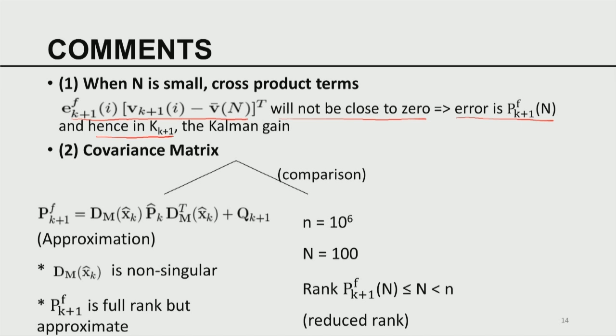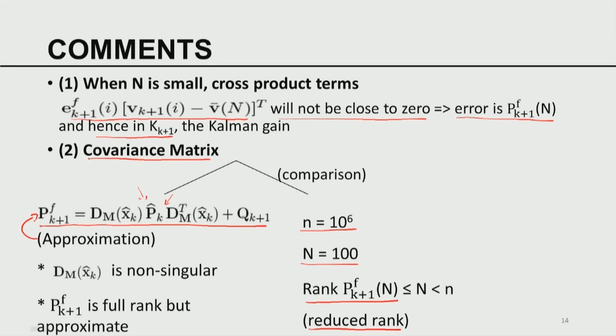I also want to talk about one more. The forecast covariance matrix is the bottleneck in Kalman filtering. So this is the Jacobian times P_k hat, Jacobian times P_k hat. When n is equal to 1 million, if I am using 100 samples, the rank of P_k^N is no more than 100, which is less than n, therefore reduced rank. I am trying to reinforce all these things by quantifying some examples. Now please understand, this itself is an approximation. Even the approximation costs money.